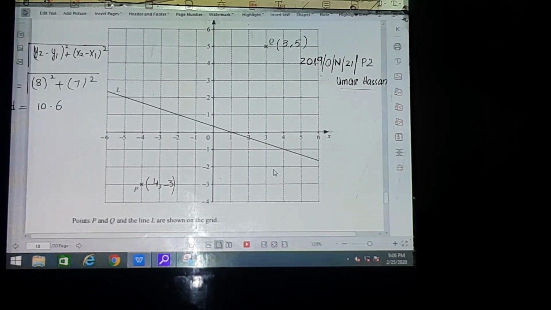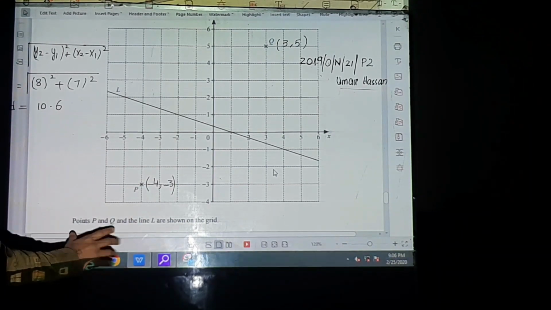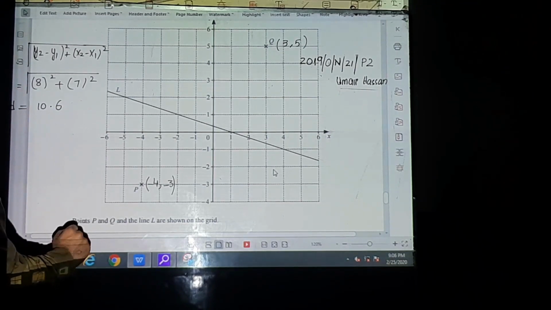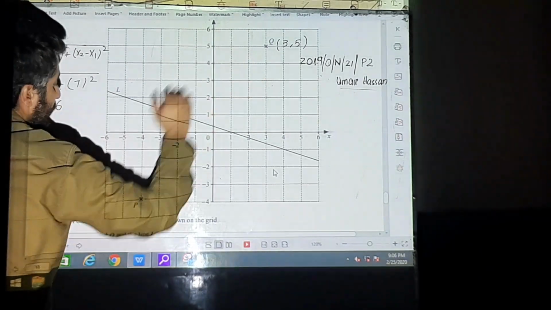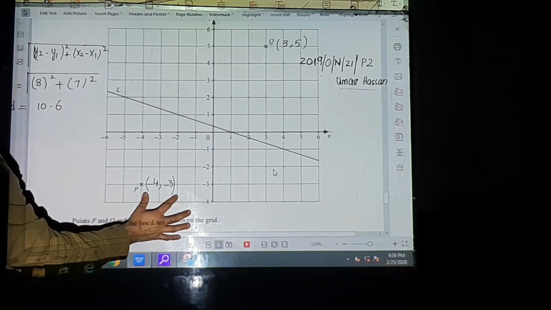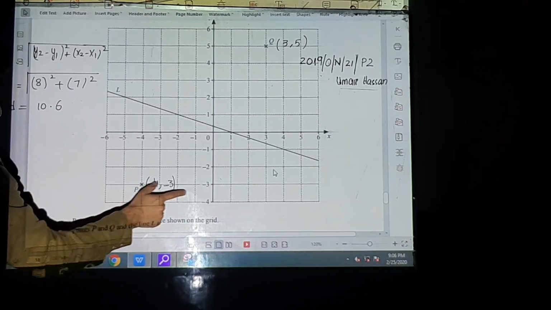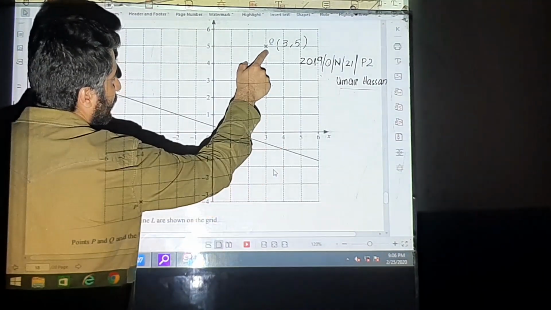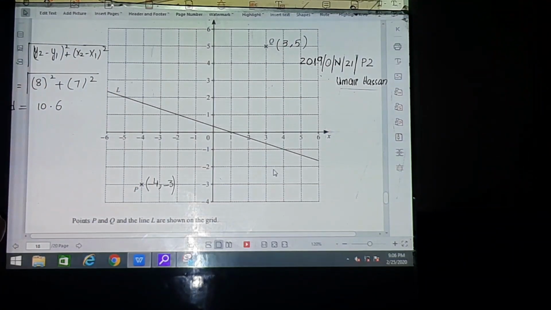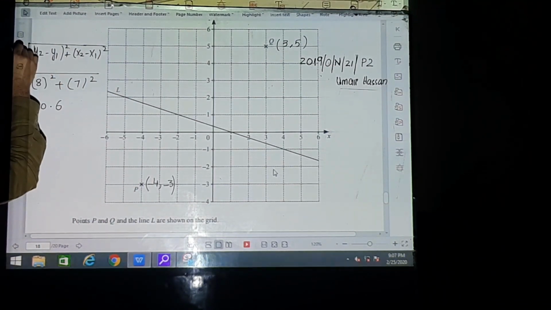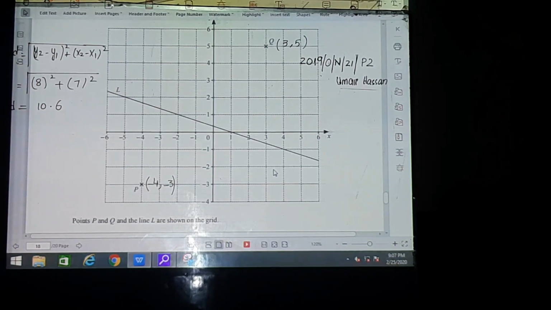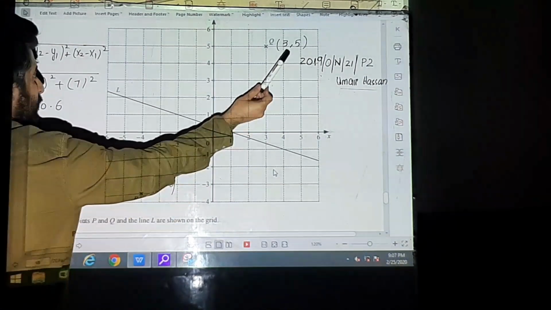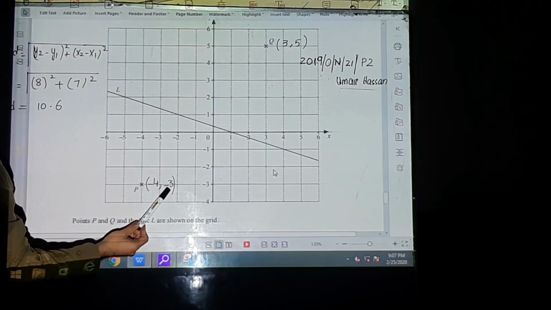Okay, this is question number 10, and we have been given a grid. Part 1 is to find the distance between the points P and Q. First of all, write down the coordinates of P, which are -4 and -3, and the coordinates of Q are 3 and 5. Now the distance formula is the square root of (y2 minus y1) squared plus (x2 minus x1) squared, and y2 is 5 minus y1 which is -3.